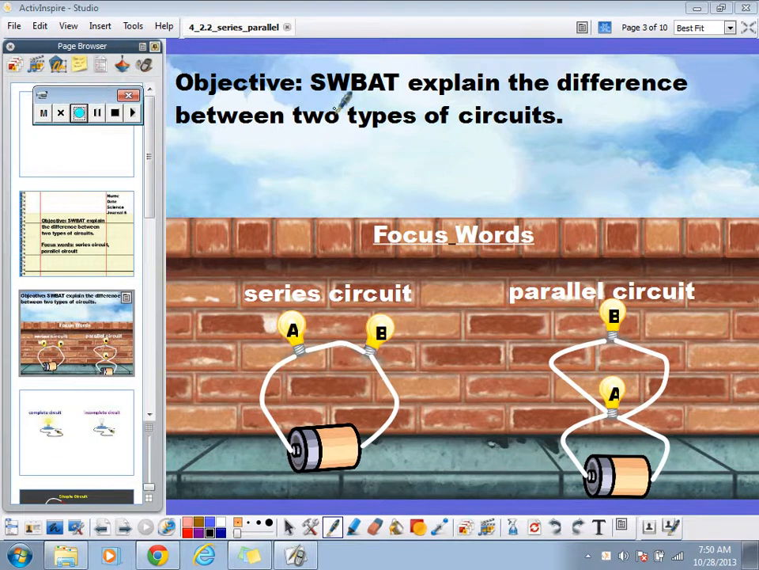Our objective today is students will be able to explain the difference between two types of circuits. And the two types of circuits that we're learning about today are the series circuit and the parallel circuit. So as you can see, these circuits both have a battery, just like our circuit that we saw before, and they have wires. The difference is now there are two light bulbs on each circuit, but they don't look exactly the same. So we're going to learn today why these are different and why we have the two of them.